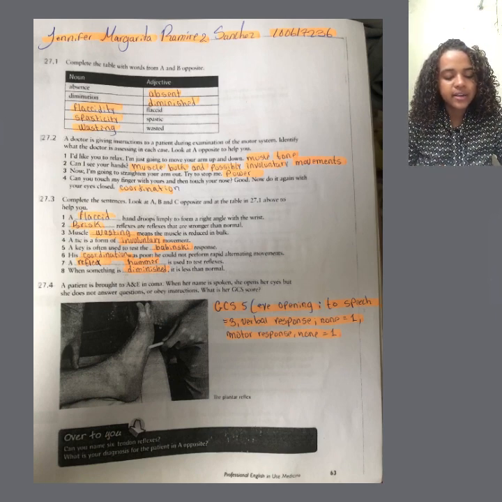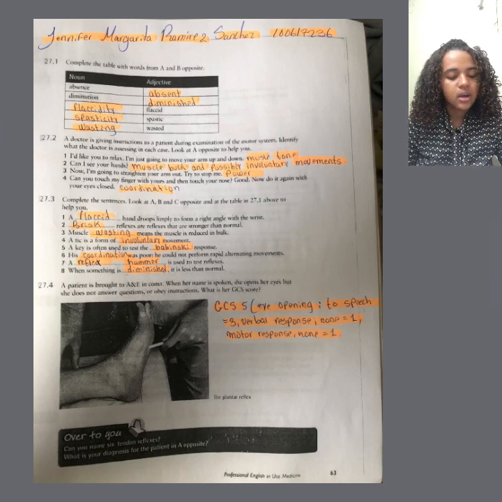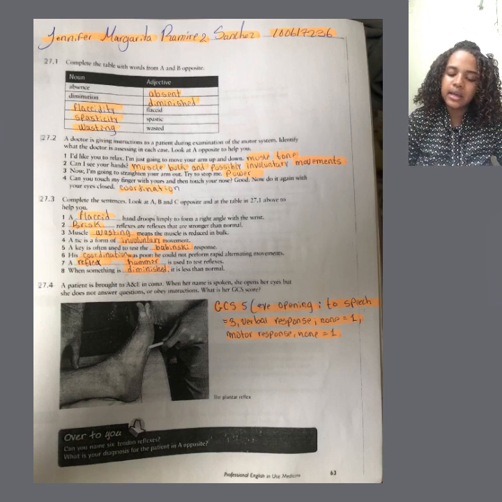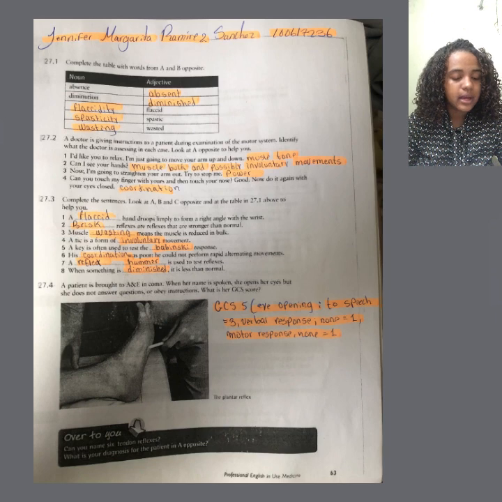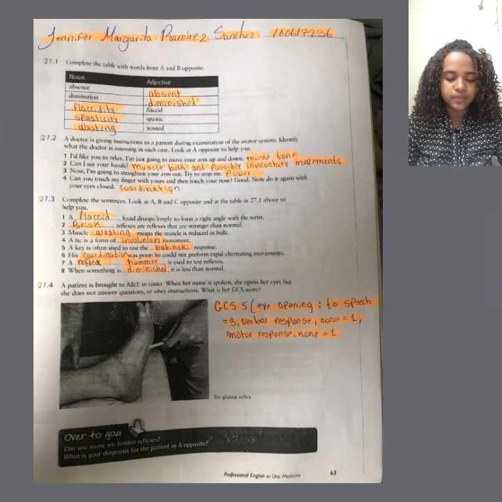A doctor is giving instructions to a patient during examination of the motor system. Identify what the doctor is assessing in each case. Look at A opposite to help you. Number 1. I'd like you to relax. I am going to move your arm. Now put out your tongue.